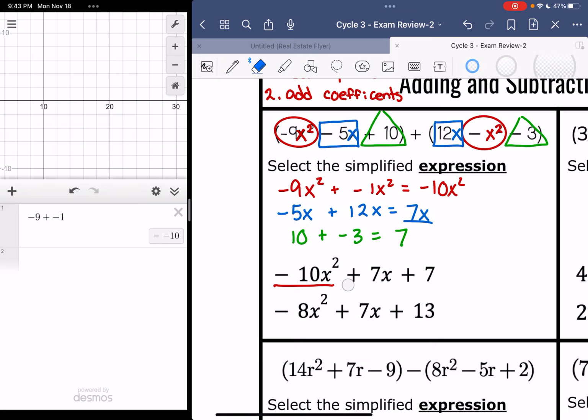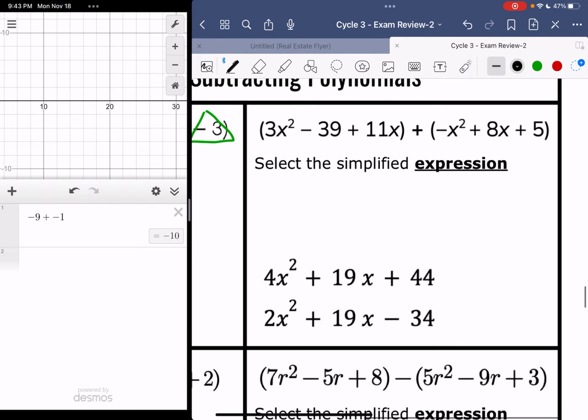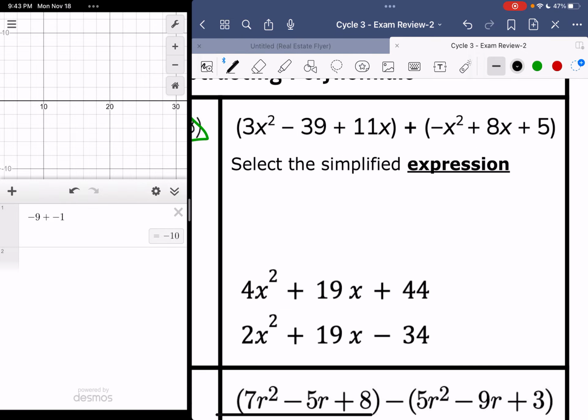Second one with positive 7x. We have a positive 7x right here. And last but not least, we have 7. We have a 7 right here. So that first answer matches up, and that is it. You have one to try right here to select the simplified expression.